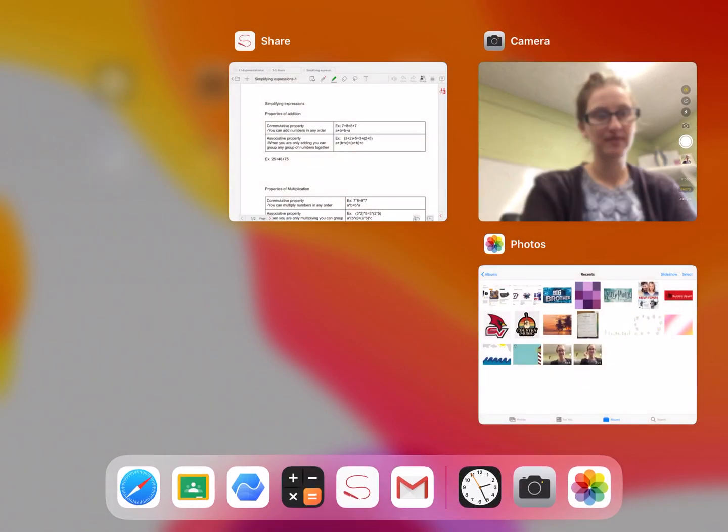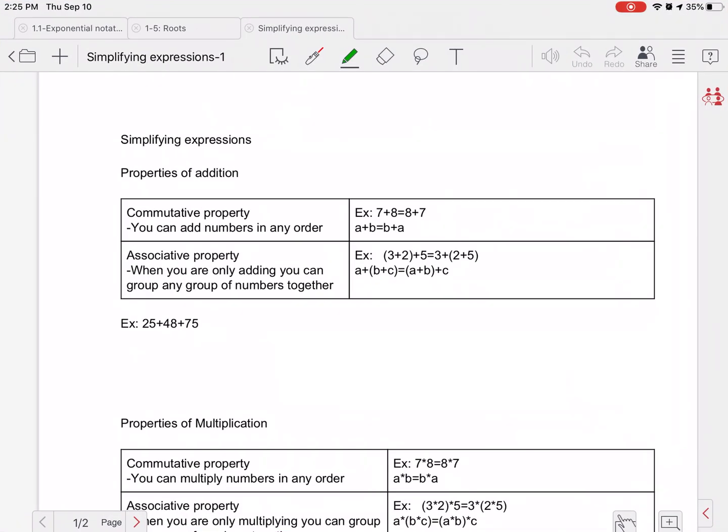Hi guys, welcome back. We're going to go ahead and talk about simplifying expressions today. And right into our notes. So we're going to talk about some properties that can help us.